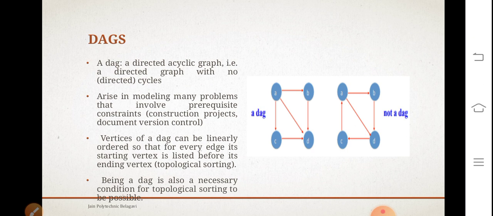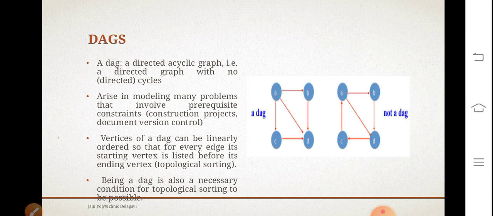A DAG is nothing but a directed acyclic graph, that is, a directed graph with no directed cycles. DAGs arise in modeling many problems that involve prerequisite constraints, construction projects, or document version control. Vertices of a DAG can be linearly ordered so that for every edge its starting vertex is listed before its ending vertex, that is topological sorting. Being a DAG is also a necessary condition for topological sorting to be possible.